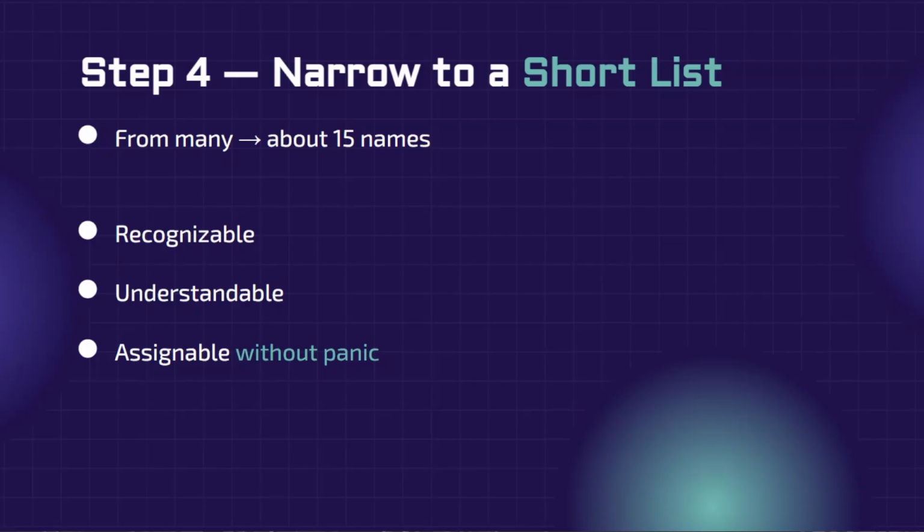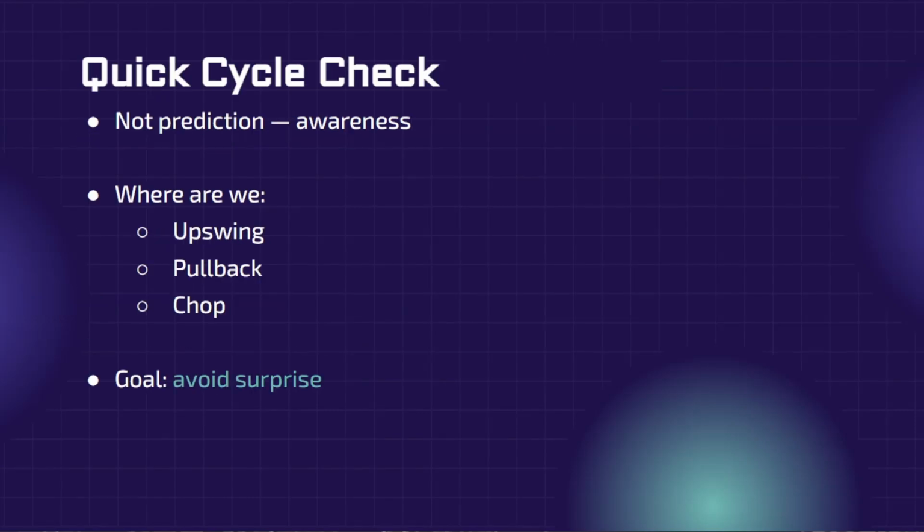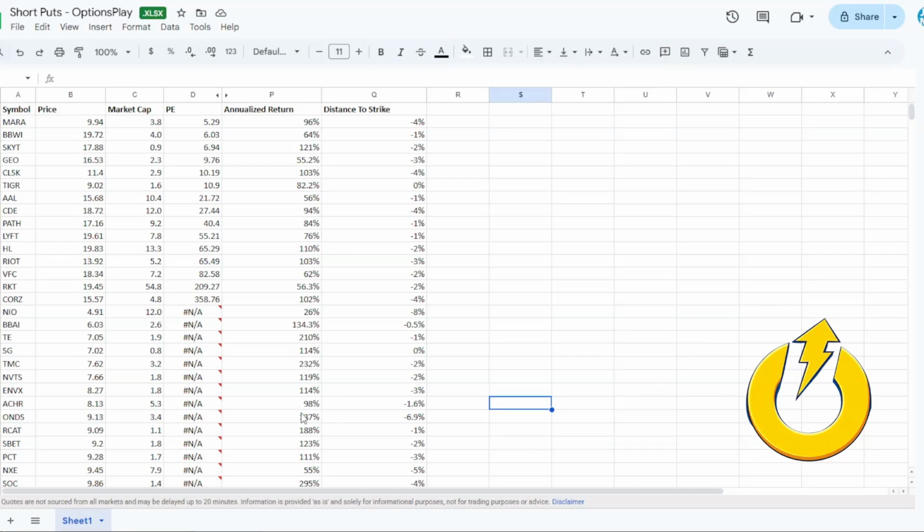So after filtering, we're down to about 15 names. These are recognizable companies, real businesses. Most importantly, ones I wouldn't panic owning. Now I'll quickly walk through a few of these, not to predict direction, but to understand where we are in the cycle. Upswing, pullback, or chop, the goal is simple. Avoid being surprised.